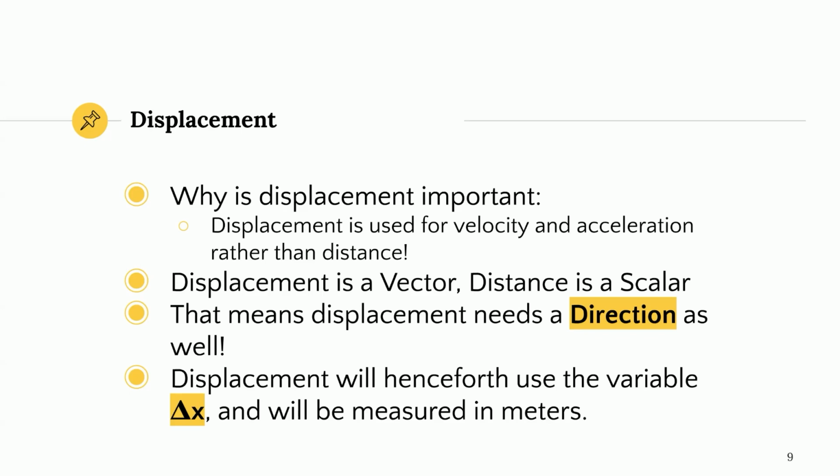Displacement will henceforth use the variable delta x and will be measured in meters. We'll be using the symbol delta a lot during this presentation. What that means is change in. We'll go over this later, but think about it as final position minus initial position, change in x.